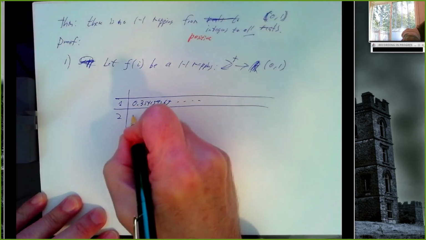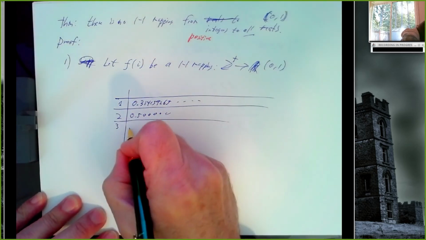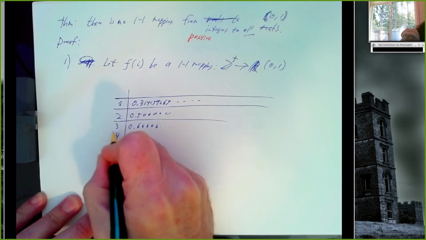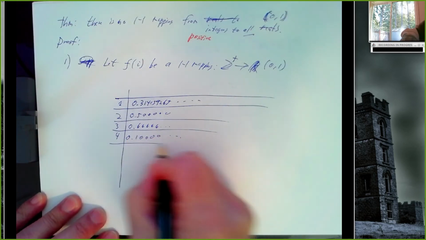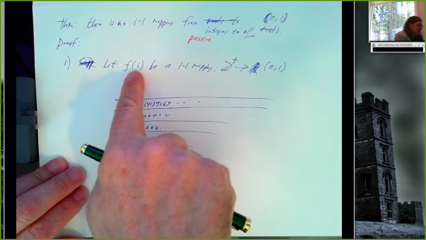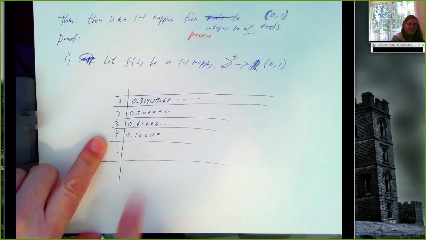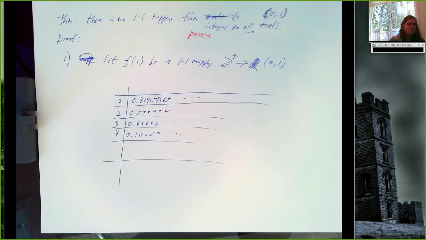And maybe the real number 2 maps to 0.5. And maybe the real number 3 maps to 0.66666, and so on. And maybe the real number 4 maps to 0.1, and so on. Whatever they map to, the claim is that this function maps all these positive integers, each of them to a real number, and that eventually any real number that you think of between 0 and 1 appears somewhere in this table. All right, that's what this hypothesis claims.